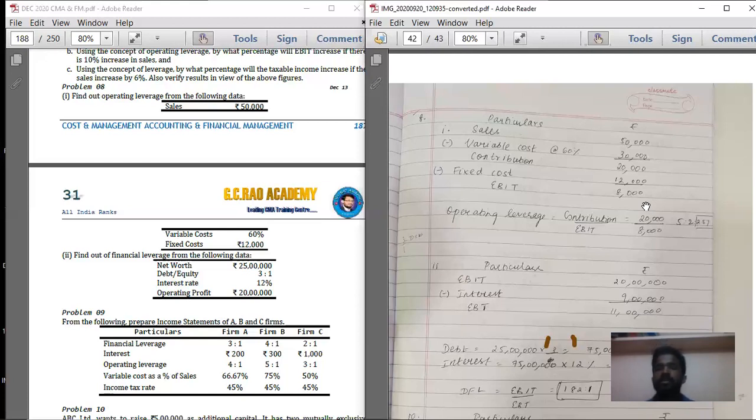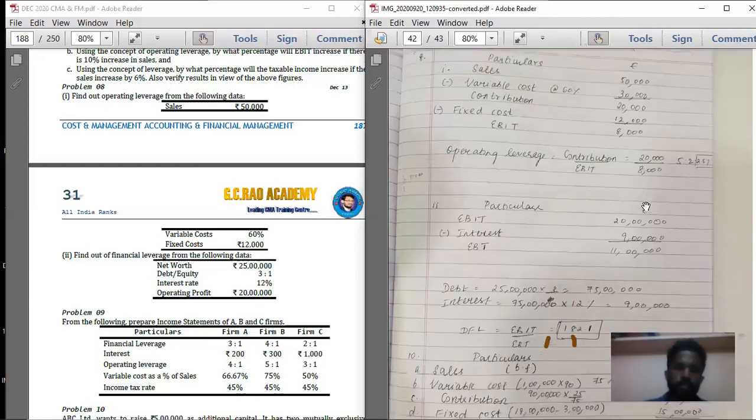What is contribution given here? It is equal to 20,000 divided by 8,000. 20,000 divided by 8,000 is equal to 2.5:1. So okay, done. That is point number 1.